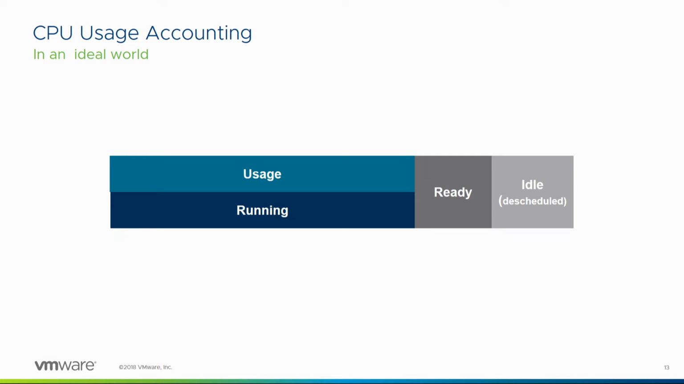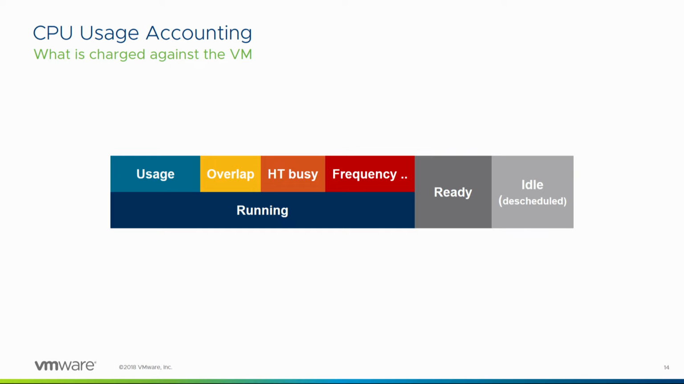Now, in an ideal world, usage is exactly the same as running, right? If you run something, it should be running at full core speed at the full frequency. Now, sadly, that doesn't always work. There are many things that could impact usage while not impacting running. So this thread, this world, this vCPU can be running on a physical CPU and it can be impacted by overlap. It's basically interrupts. Whenever an interrupt comes in, the vCPU gets interrupted, has to run the interrupt service routine, and then go back to the vCPU.